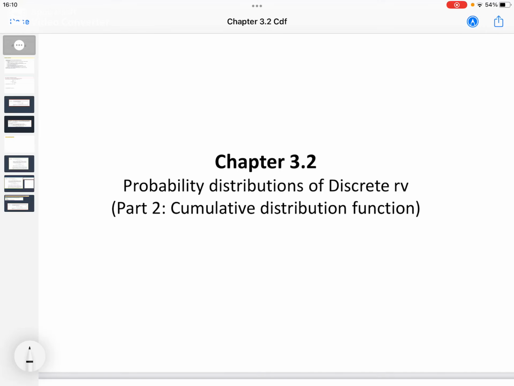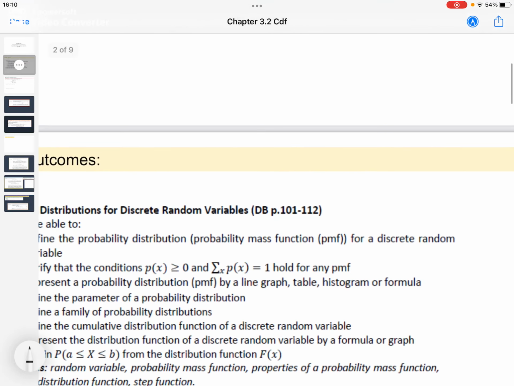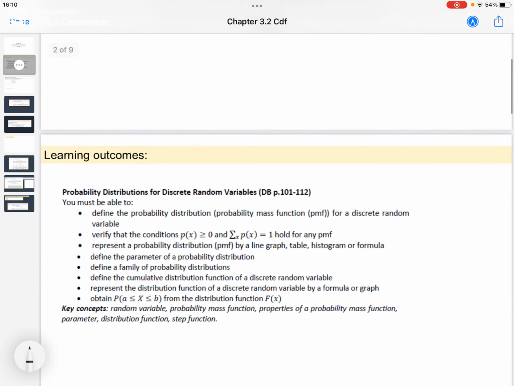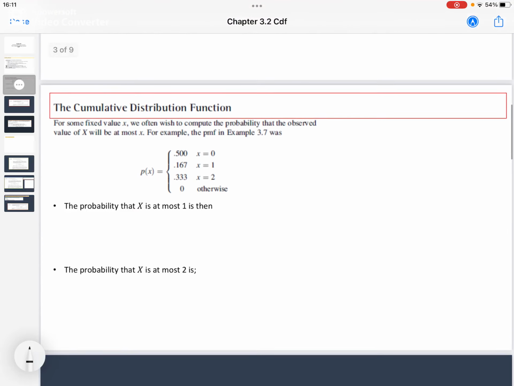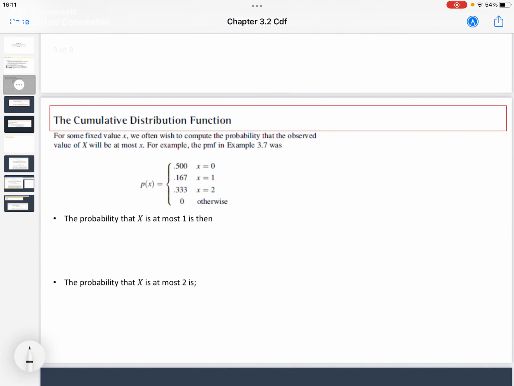Good day everyone. In this video we will be looking at a concept called the cumulative distribution function, otherwise known as CDF. By the end of this video you should be able to define the cumulative distribution function of a discrete random variable. You should also be able to represent it using a formula or graph, and calculate probability using this cumulative distribution function or using the PMF.